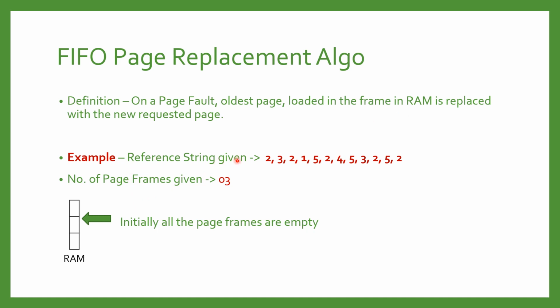This reference string is given to you and the number of page frames given is 3. So in these 3 page frames we have to accommodate all these page numbers or all these requests. Initially, this is RAM, and 3 slots or 3 frames are there, and these are empty. So let's try to accommodate all these pages and see how many page faults occur.